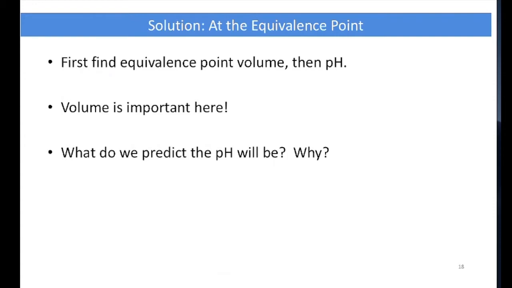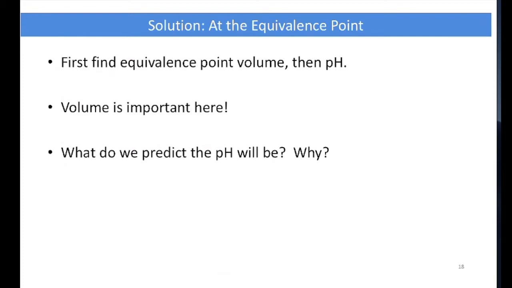So first we need to find the equivalence point volume, which we already did. We know it's 10 milliliters. And the volume of the solution is going to be important here. So it wasn't important when using the Henderson-Hasselbalch equation, but it will be important at the equivalence point. So what do you predict the pH will be? Do you predict it to be greater than 7 or less than 7? Right? You know it's not going to be 7. So how can we do that prediction?